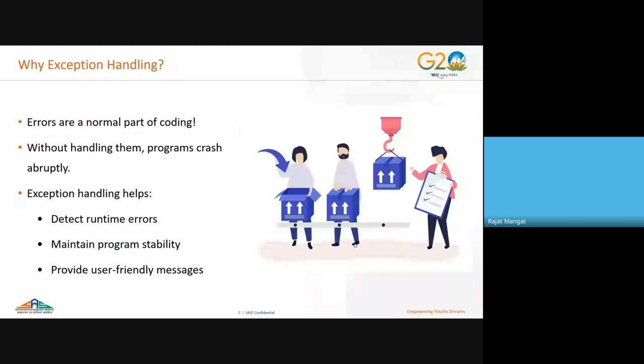Errors are a normal part of coding. They occur very frequently. Without handling them, the program crashes abruptly. It means if we don't handle the error, like I told you earlier, if an error is occurring in line 3, then all the lines below line 3 will not get executed and our program will get crashed.